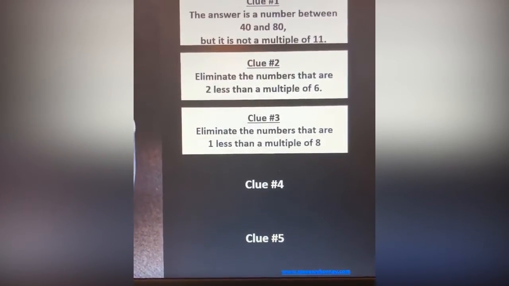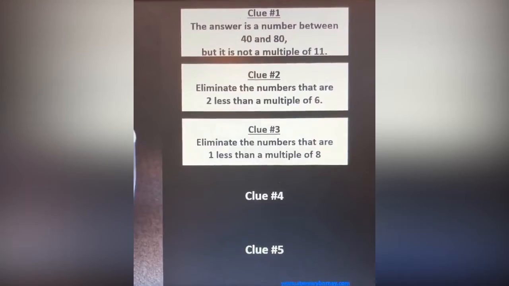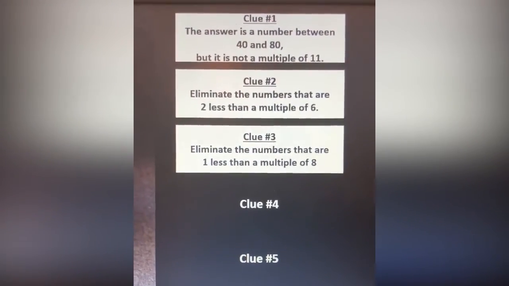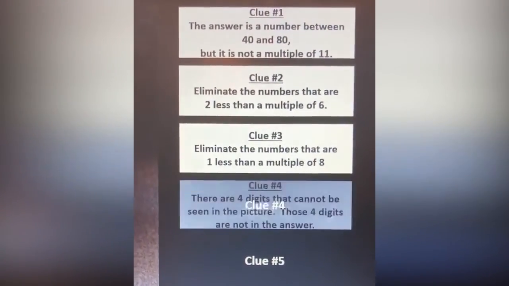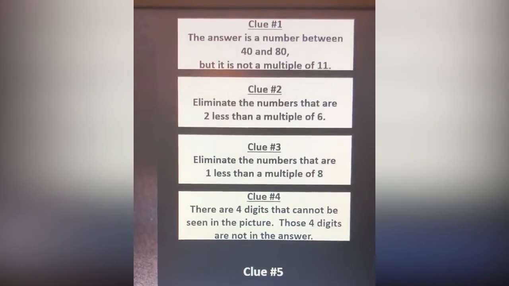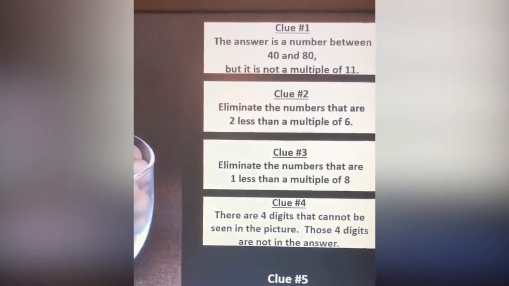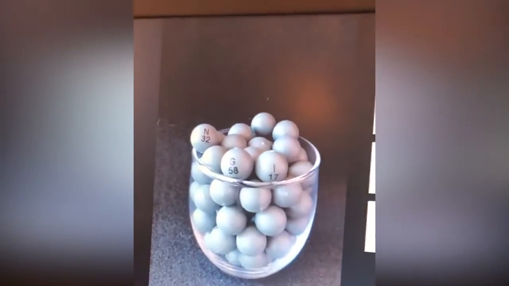We're back today, Thursday, to share with you our Clue 4 and Clue 5. So here we go. There are 4 digits that cannot be seen in this picture. Those 4 digits are not in the answer.